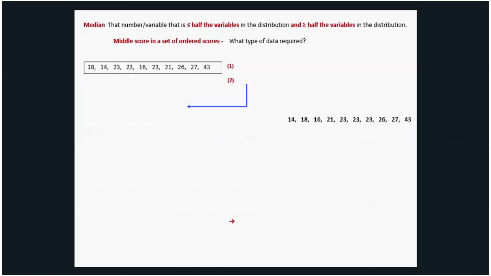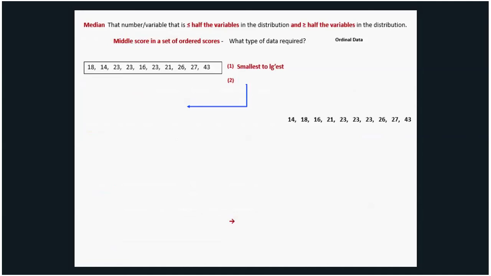So what type of data is required here? It's going to be ordinal data. We're still looking at nominal data, but we have to take that naming data and now put it in order. So particularly if we're looking at numbers like this, we want to make sure that it is ordinal, okay? So we put it in order, smallest to the largest.